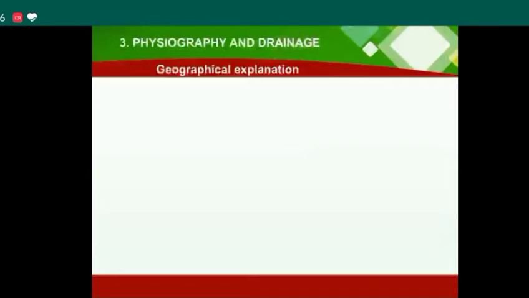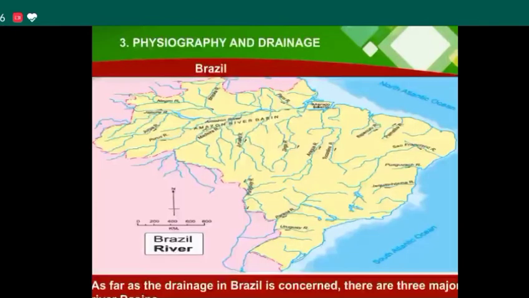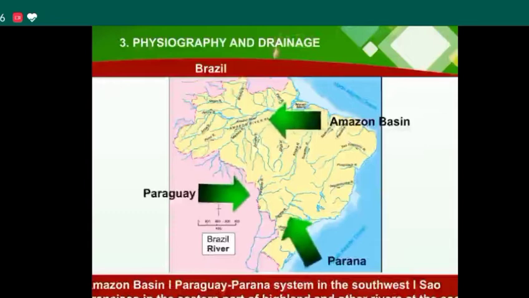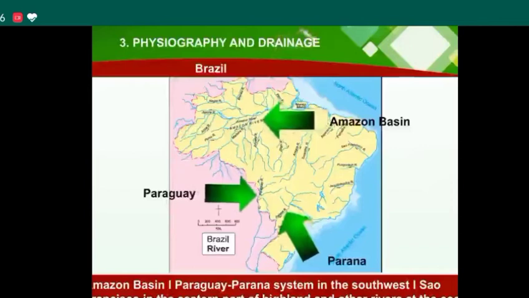Drainage. Geographical explanation. Brazil. As far as the drainage in Brazil is concerned, there are three major river basins. First, the Amazon Basin. Second, the Paraguay-Parana system in the southwest. Third, the San Francisco in the eastern part of the highlands and other rivers at the coast.